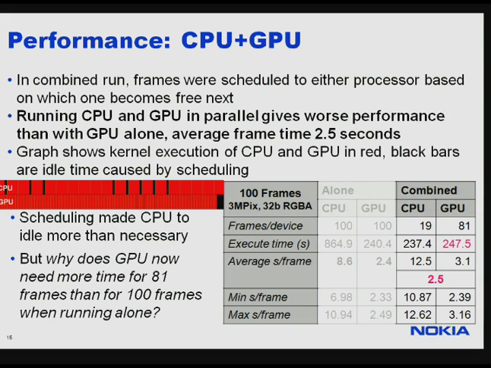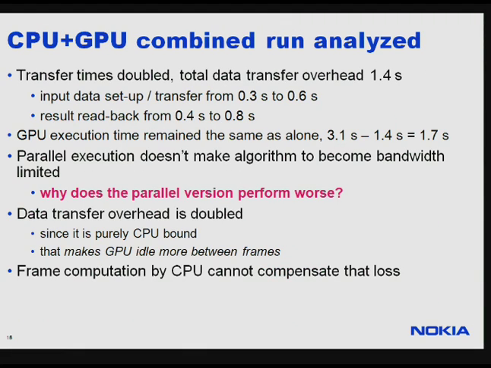So then we tried using both of them together. You would expect that it would be faster, but in fact it was slower to do both of them together than to do GPU alone, and this was surprising. Here you can see the red means that there's real processing going on, and black means idling. You wouldn't expect or hope to get something like this, so let's analyze what's going on.